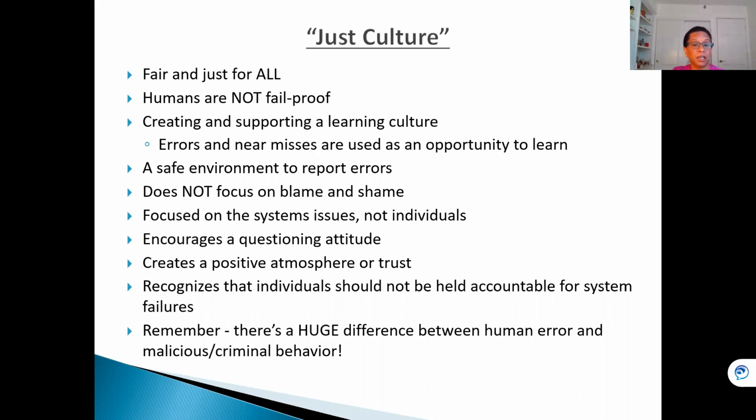Other points, it encourages a questioning attitude. Well, why did this happen? How did it happen? How did we let it happen? And asking those questions in a non-blaming, non-finger-pointing attitude. The point is, going back, we're here to learn. We're here to focus on what happened, why did it happen, so we can understand the root and make a corrective action to prevent it from happening again.